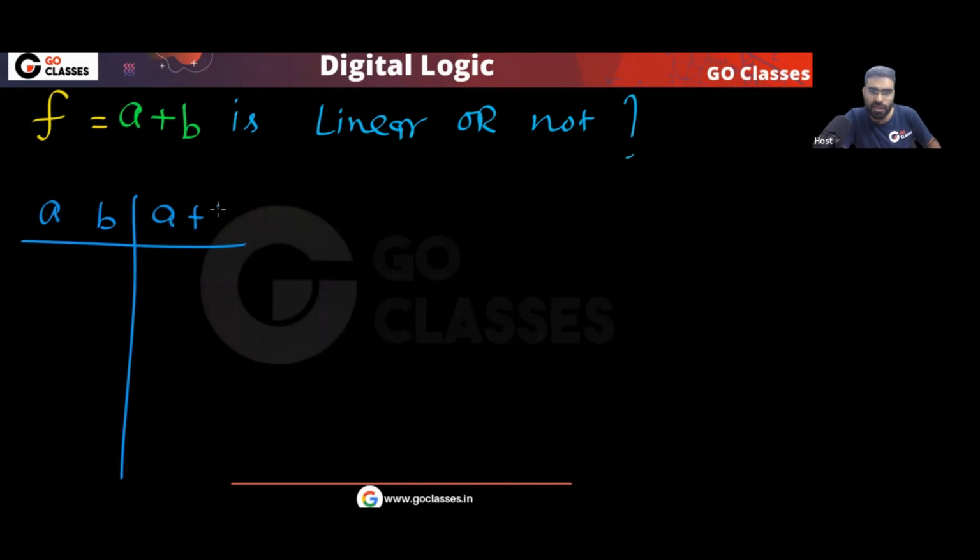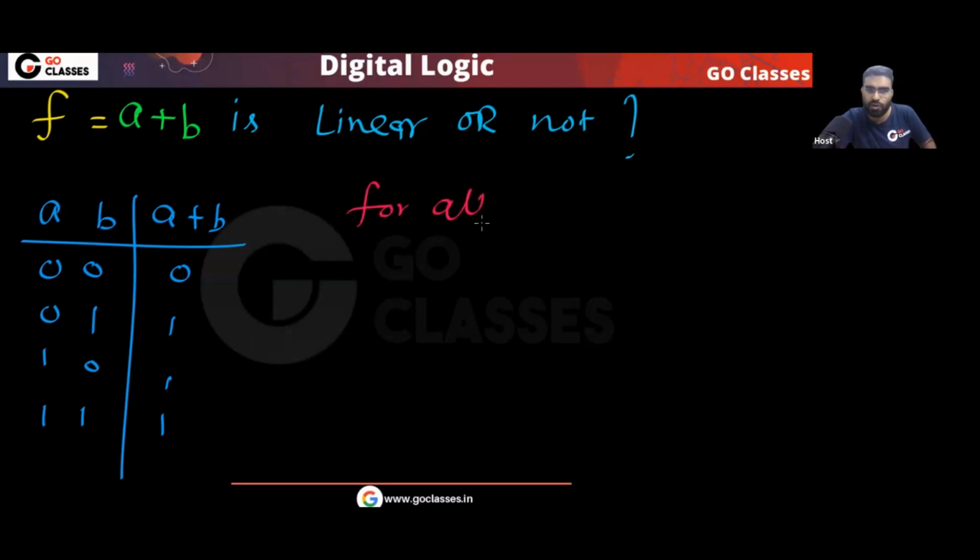What about this function A or B? 0, 0, 0, 1, 1, 0, 1, 1. This is your function. What about this function? Can you notice? Whenever f is 1, sometimes you are getting an odd number of ones in the input, sometimes an even number of ones in the input. So the condition cannot be satisfied, yes or no? Is this clear?